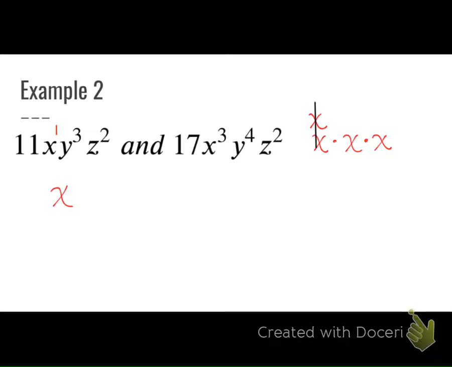For the y's, we do the same thing. They both have to be able to give the same amount. So this one has 3, this one has 4, so this one limits it. The most they could both give would be 3, so y cubed. On this one, the z's are pretty easy because they end up being the same. They're both z squared, so they could both give 2 z's. So this is my GCF for those terms.